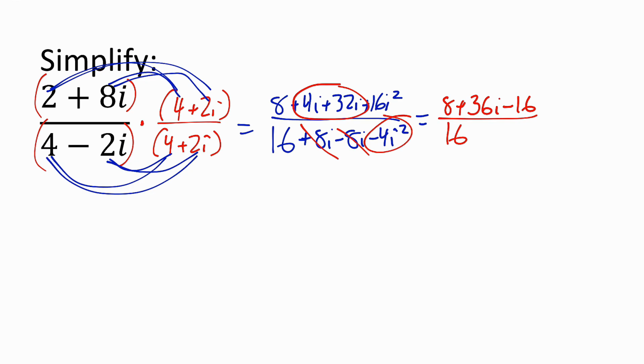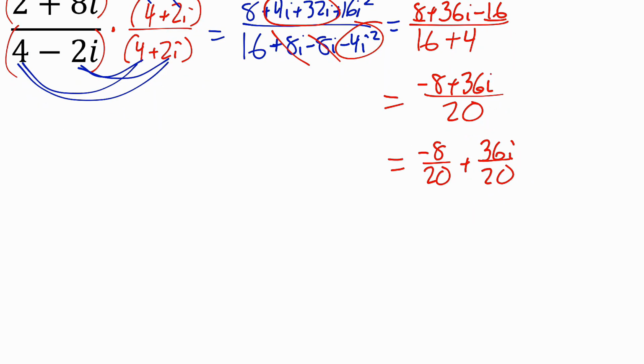Now we also have minus 4i squared. Well, that's minus 4 times negative 1, so plus 4. Cleaning this up more, in the numerator, we've got 8 and minus 16 giving us negative 8 plus 36i over our denominator of 20. Reducing the fraction, or breaking it up, we've got negative 8 over 20 plus 36i over 20.